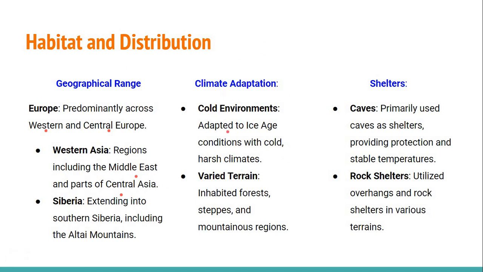Now, what were the climatic adaptations they had? They had the adaptation for the cold environment. They were adapted to ice age conditions with cold and harsh climates. They inhabited varied terrain: forests, steppes, and even mountainous regions. They used to take shelter in the caves, which provided them protection from the extreme climatic conditions too. They also utilized the overhangs and rock shelters in various terrains.